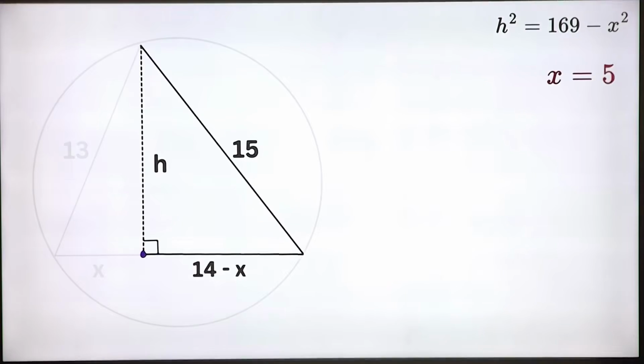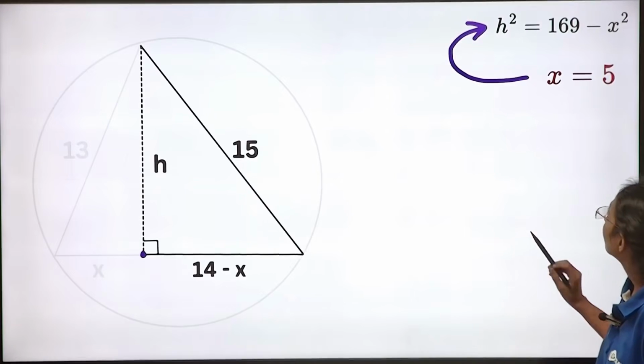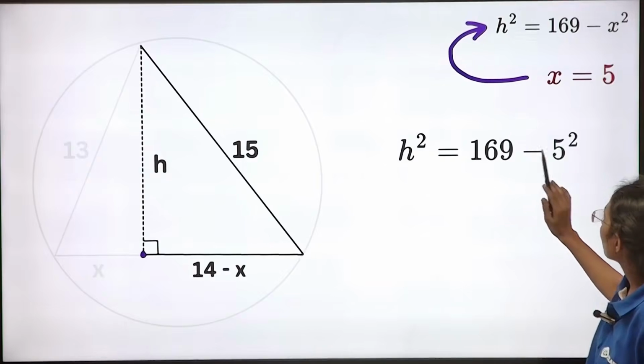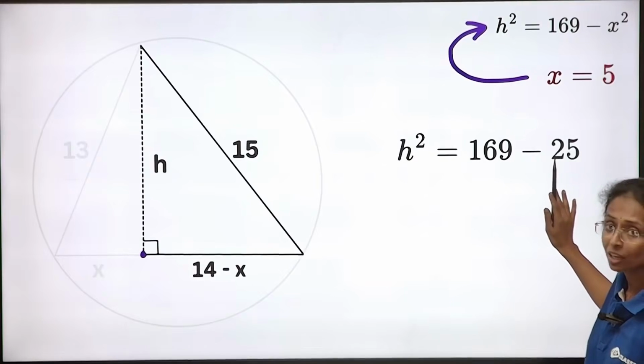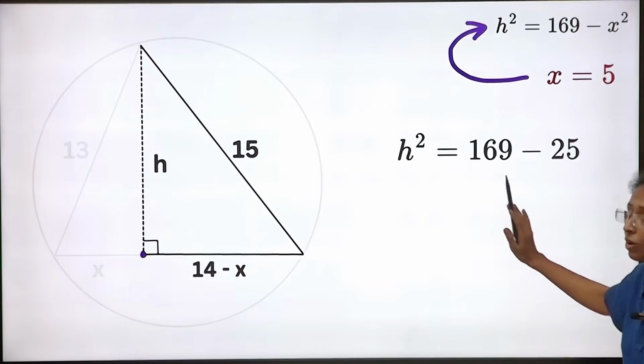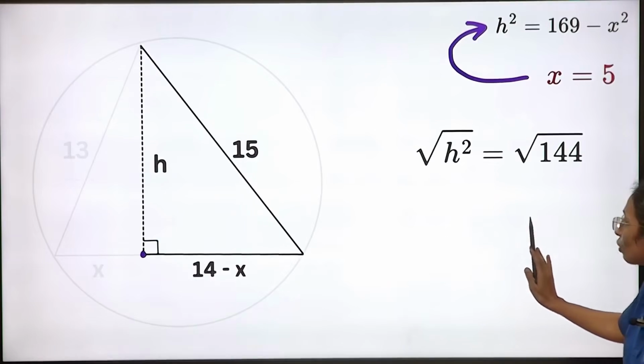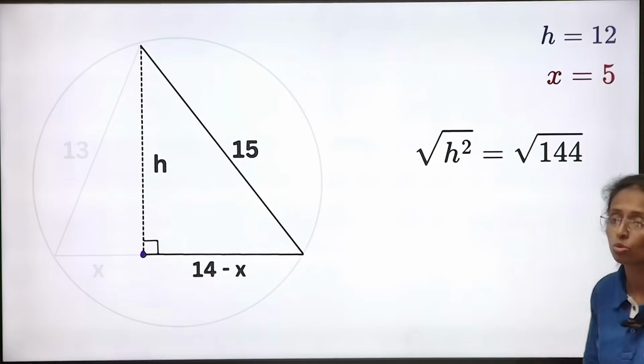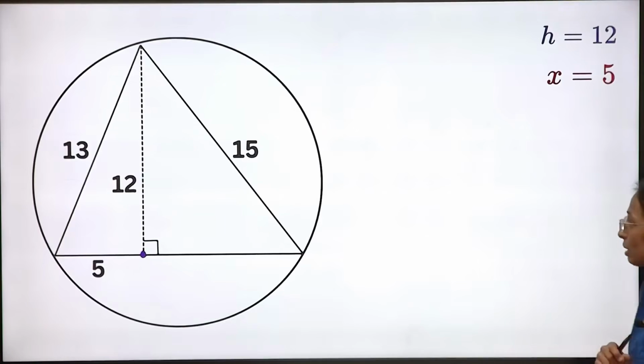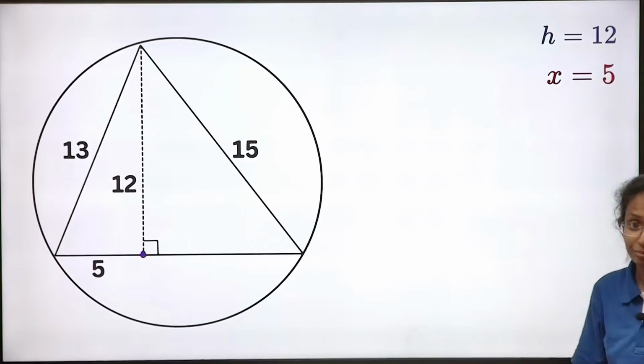Right, now substituting the value of x in this equation, h square will be equal to 169 minus 5 square, that is 169 minus 25, which is equal to 144. So, h is equal to the square root of 144, that is 12.